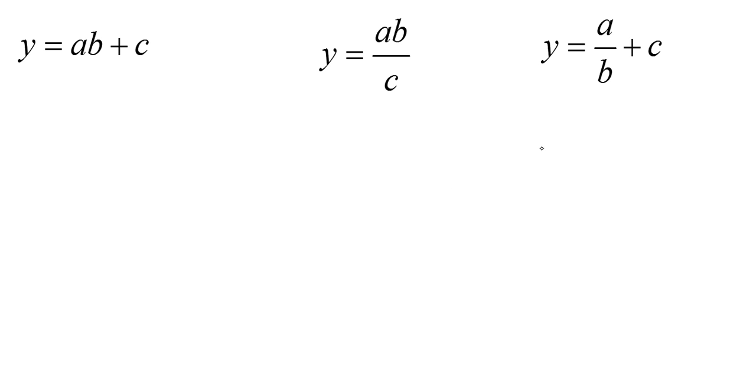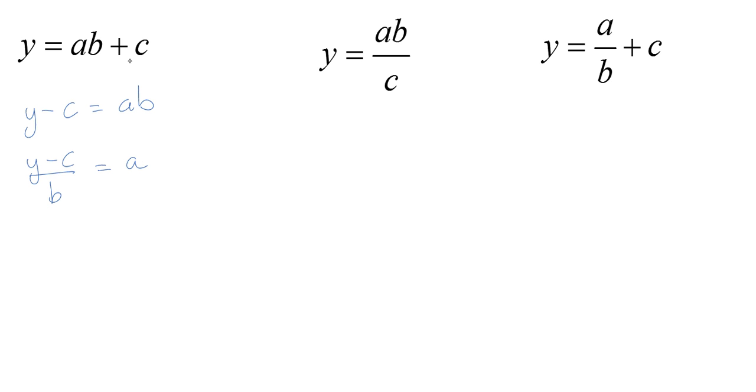These are some of our two-steppers. So let's say we want to get the a by itself here. The first thing we need to do is move the c over. So y take c is a, b. And then we want to move the b over. So y take c on b is equal to a.